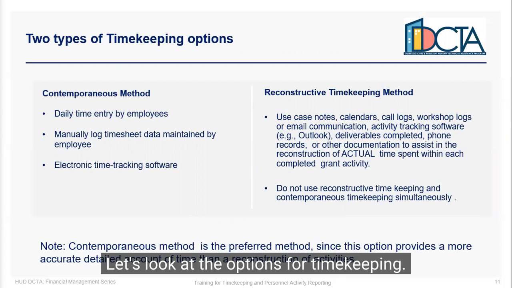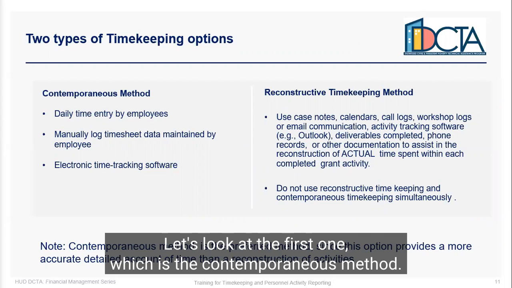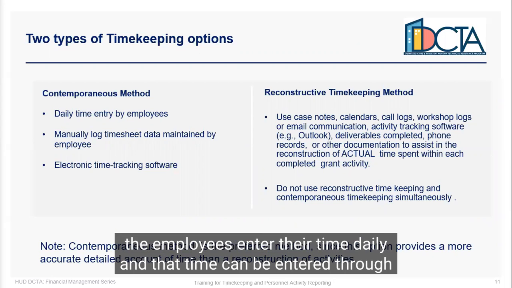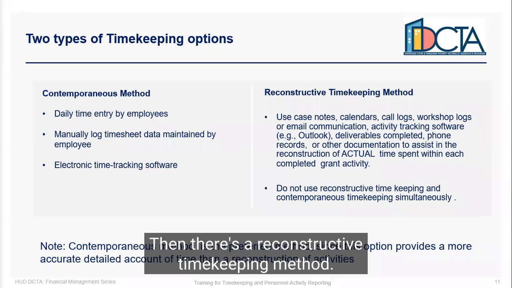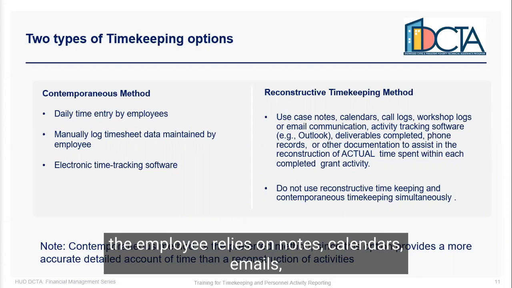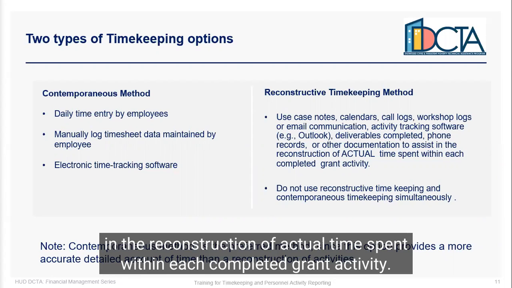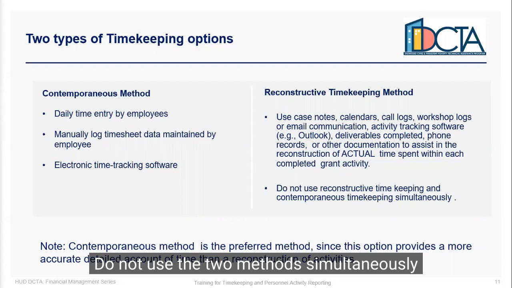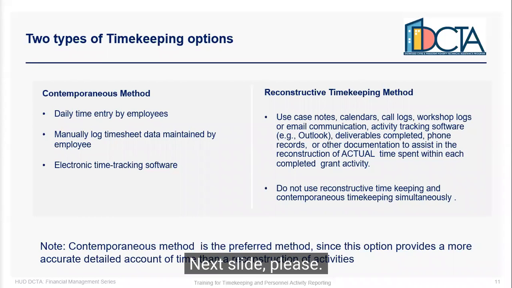Let's look at the options for timekeeping. There are two types of timekeeping options available. Let's look at the first one, which is a contemporaneous method. With a contemporaneous method, the employees enter their time daily, and that time can be entered through a manual log system or electronically through software. Then there's a reconstructive timekeeping method. With this method, the employee relies on notes, calendars, emails, call logs, phone records, or other documentation to assist in the reconstruction of actual time spent within each completed grant activity. Do not use the two methods simultaneously. And between the two, the contemporaneous method is the preferred method. Next slide, please.